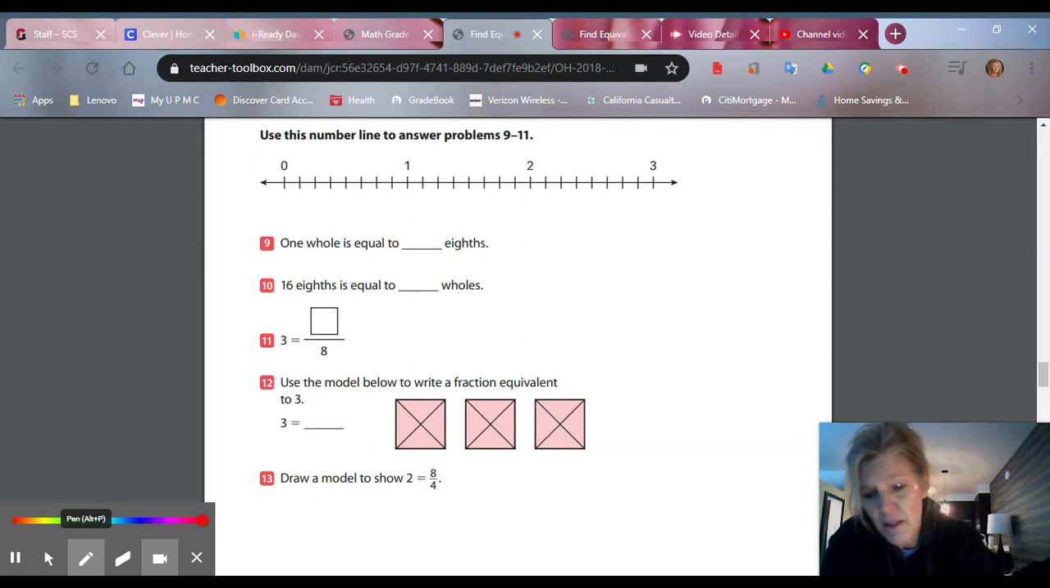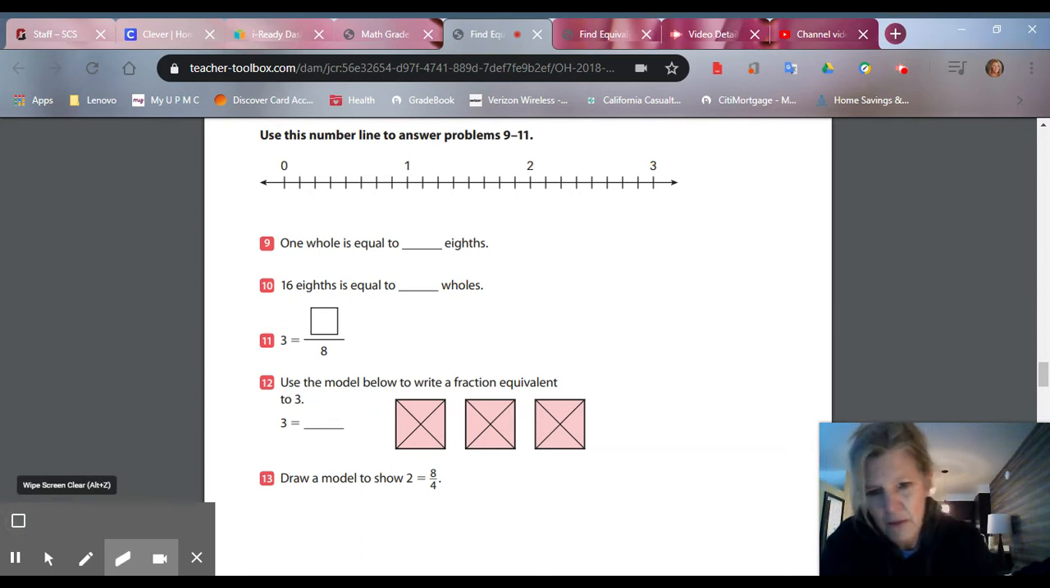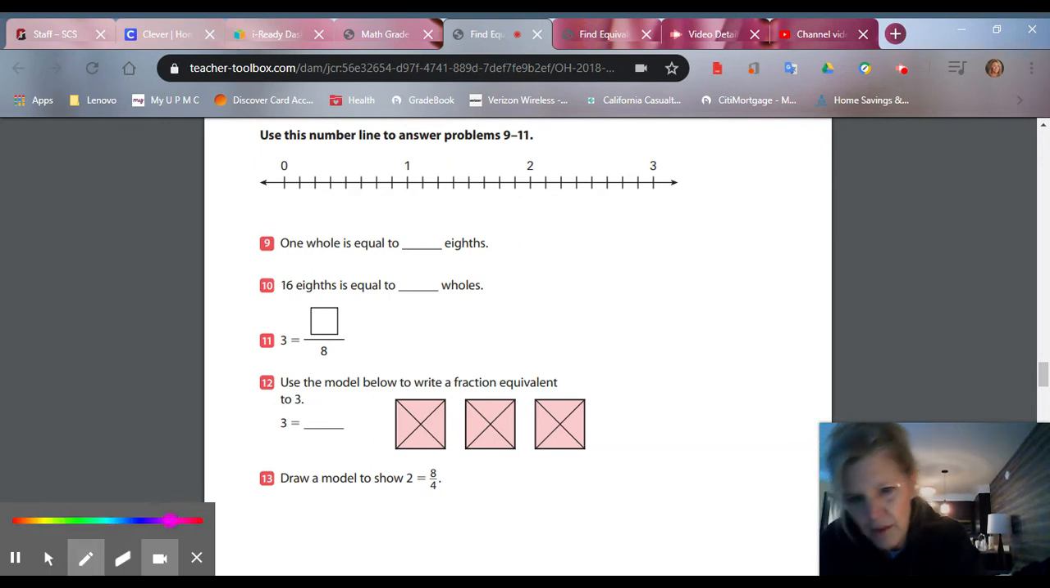Number line starts with the whole number of 0, then it goes to 1, 2, and 3. How many equal parts are there between each whole number? How many equal parts are there between 0 and 1? Between 1 and 2 and 2 and 3? Well, let's count those equal parts of those equal spaces. See, there is 1, 2, 3, 4, 5, 6, 7, 8.